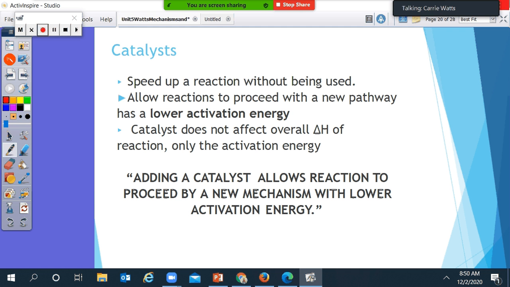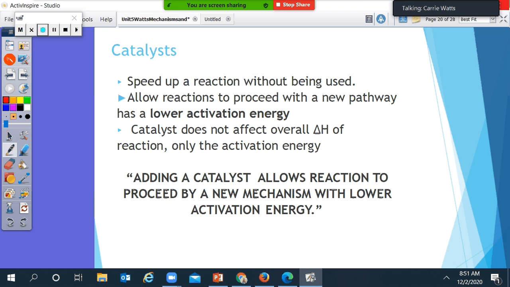Okay, so the first thing I want to talk about is that a catalyst is used to speed up a reaction, and it's actually not used. What it means when it says without being used is that it's not used in the chemical reaction. It's not a part of the reaction. It shows up at the beginning and it shows up at the end. It's not used up.